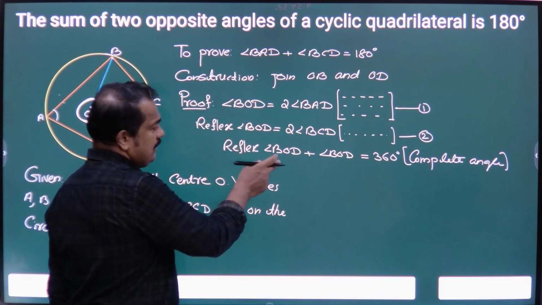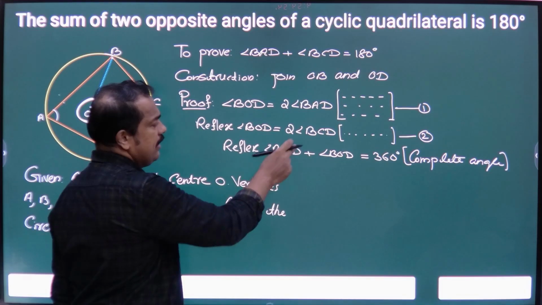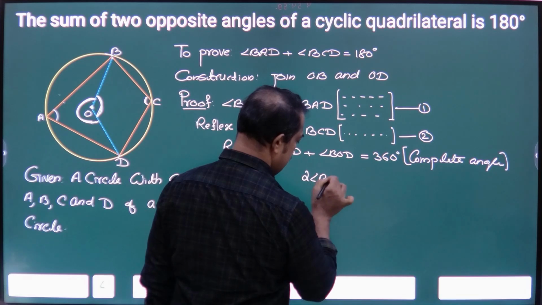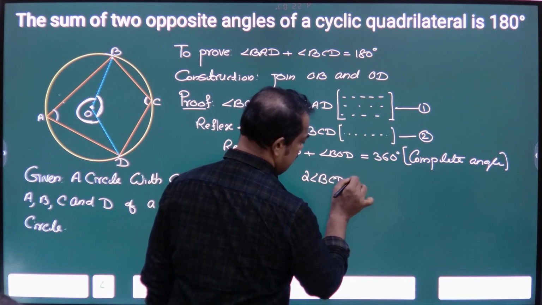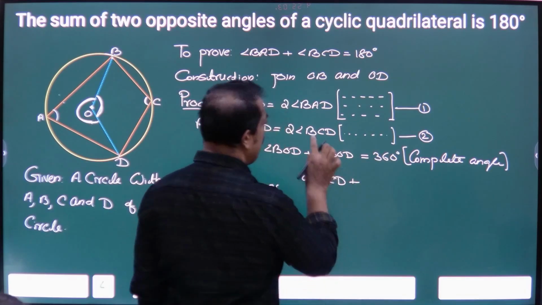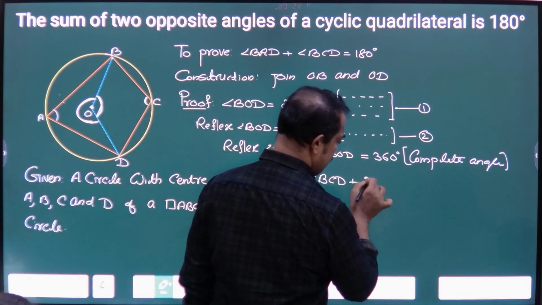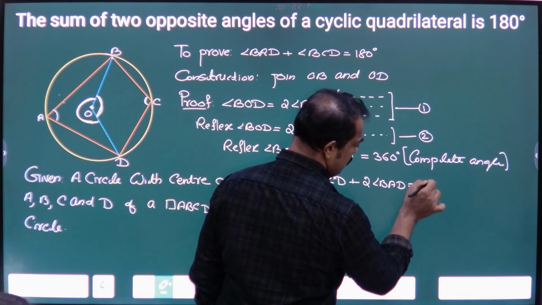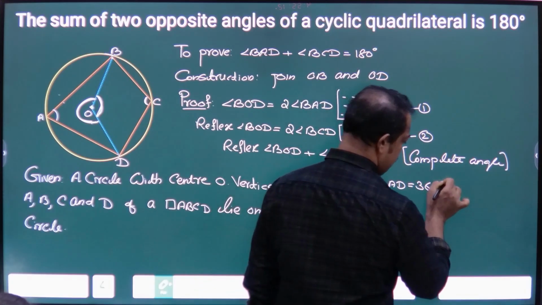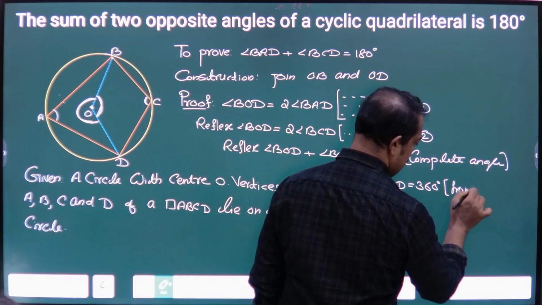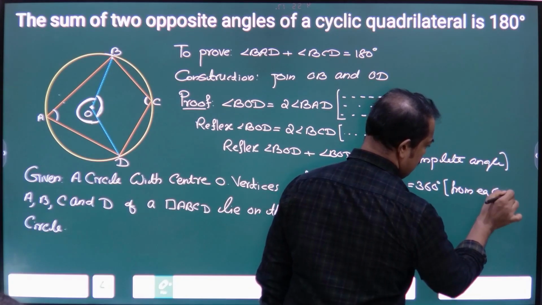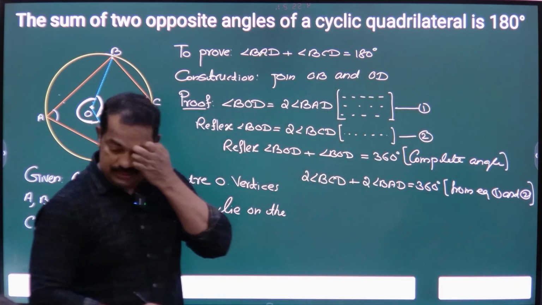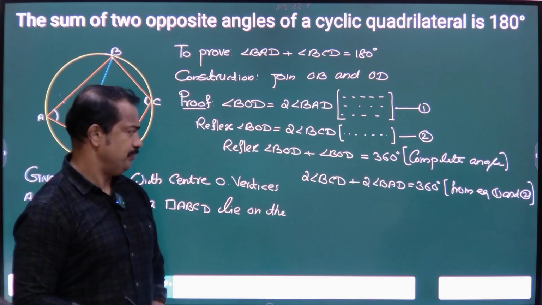Now, what is the value of reflex angle BOD? 2 angle BCD plus what is BOD? Angle BOD, 2 angle BAD equal to 360 degree. From equation 1 and 2.